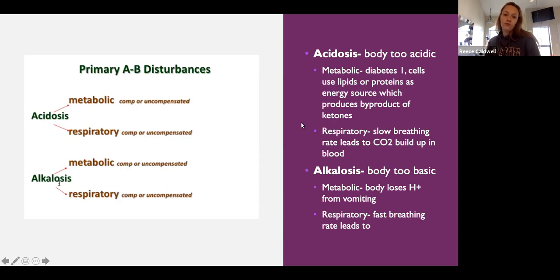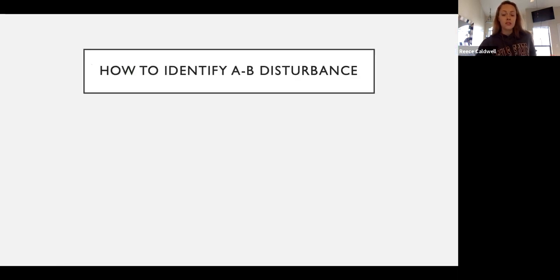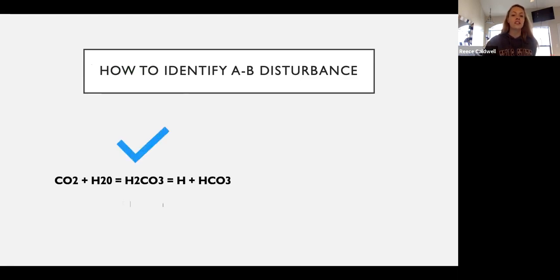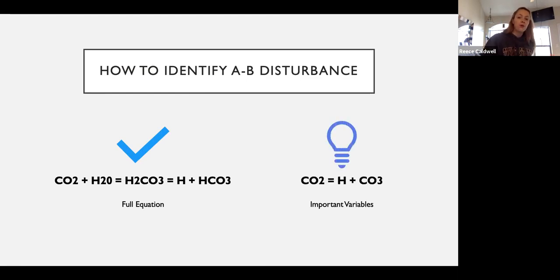So these are the four main acid-base disturbances that we're going to be looking at for this unit. There's a trick on how to identify these acid-base disturbances, and it involves using this equation. However, this equation has a few too many parts that aren't necessary, and the important variables that we need to understand is this here.